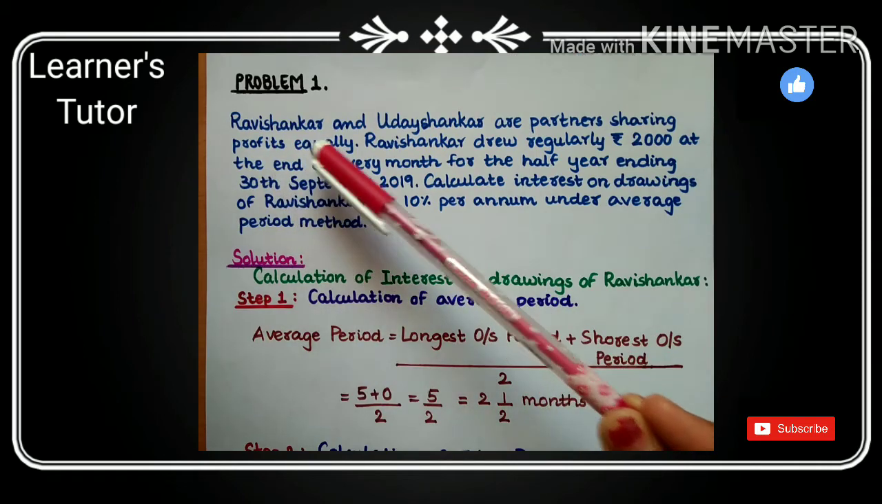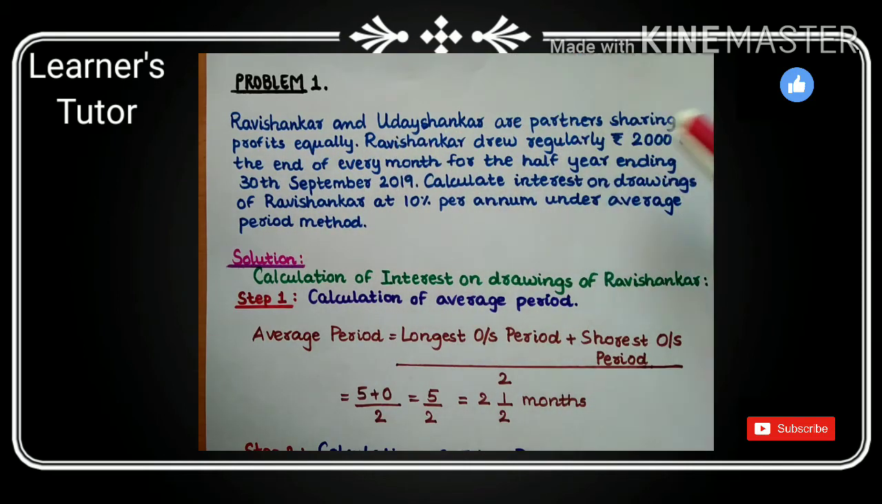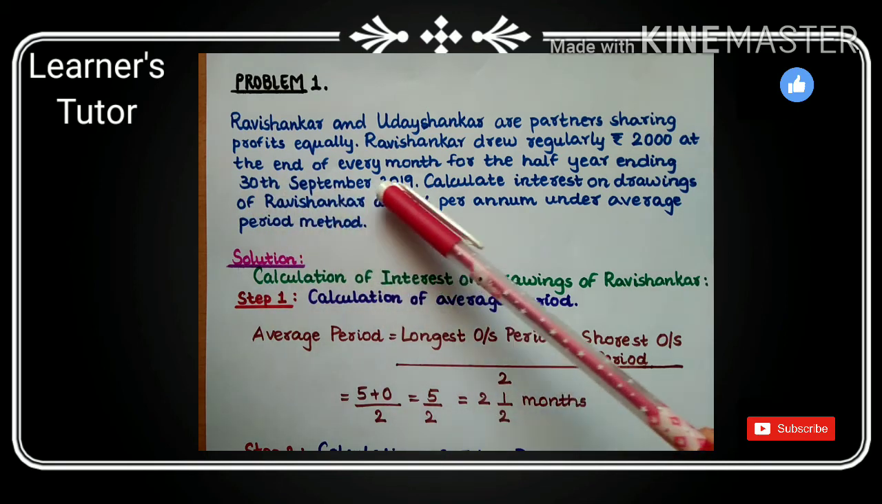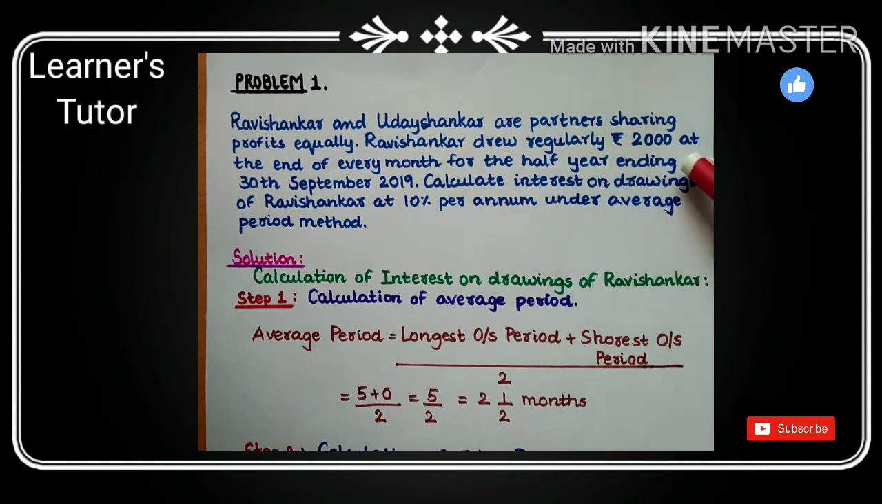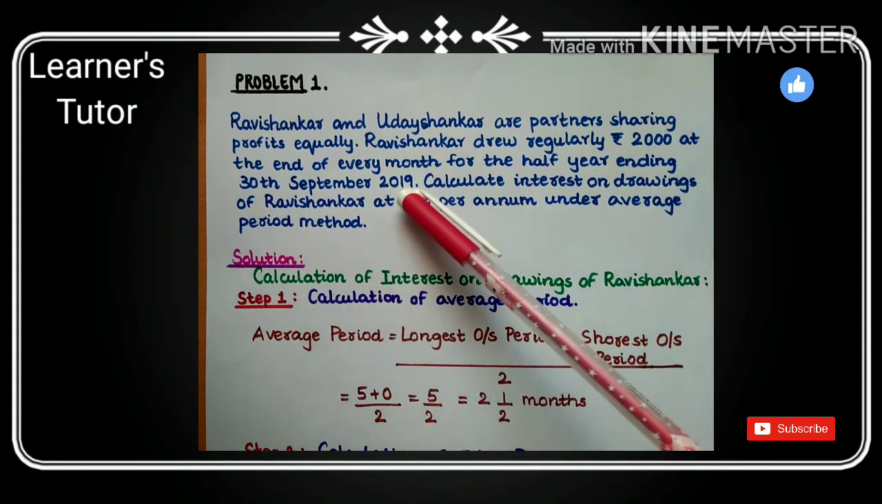Ravi Shankar and Uday Shankar are partners sharing profits equally. Both are sharing the profits equally. Now what happened? Ravi Shankar drew regularly 2,000. How much is he taking? 2,000. Every month he is taking 2,000. When is he taking it? The end of every month for half year ending 30th September 2019.